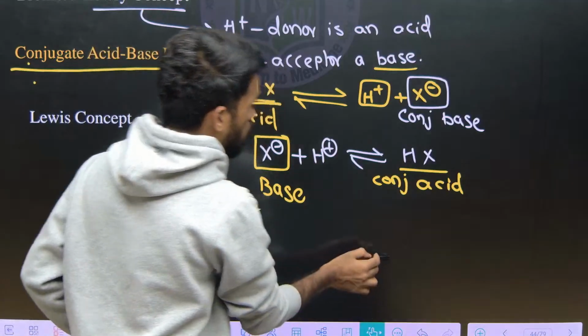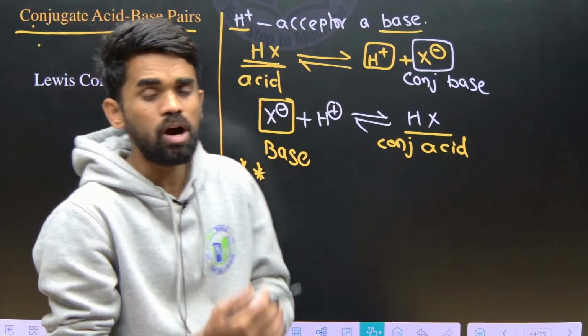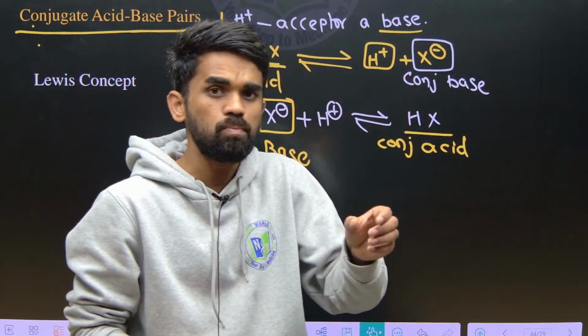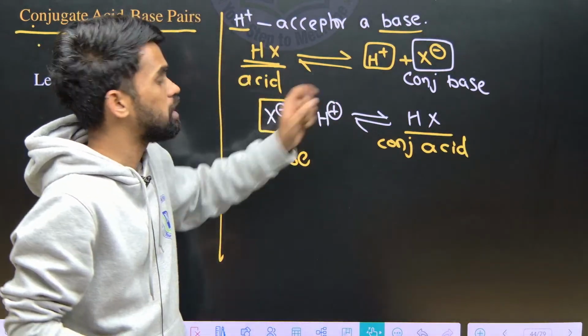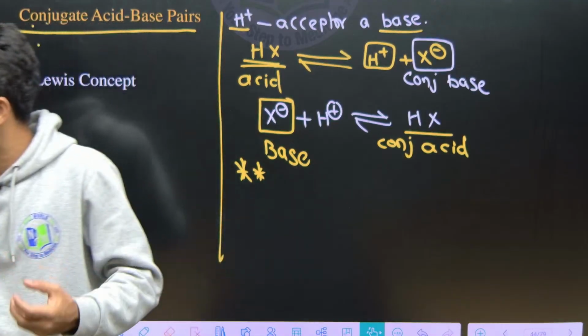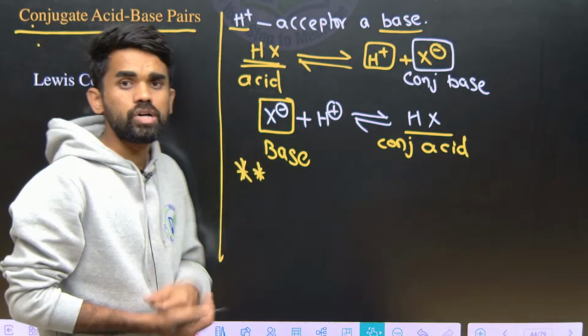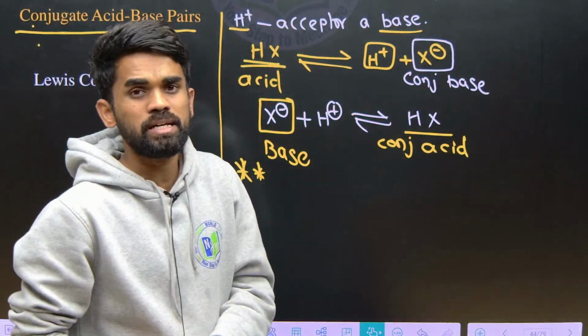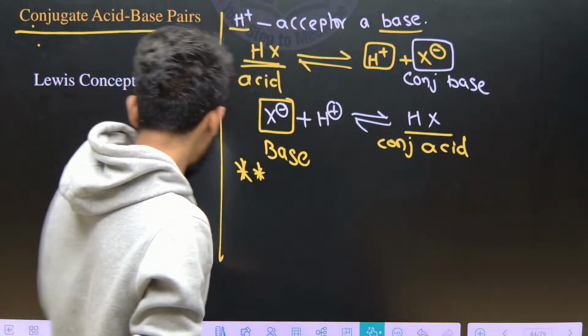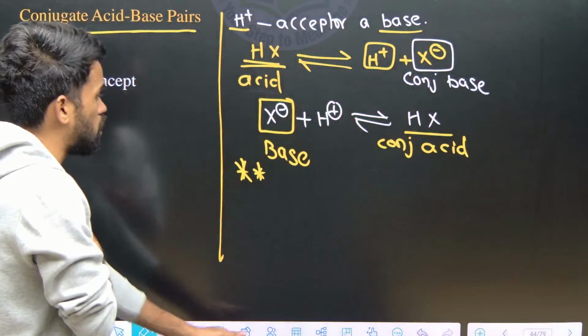You can understand, or you can give the order of basic strength or acidic strength of different compounds by looking at their abilities to donate a proton or accept a proton. Okay, let me show you some questions also based on this conjugate acid base theory from EAPCET, or even in JEE NEET also these questions are repeated. So let me explain the concept first, then we will solve the questions.